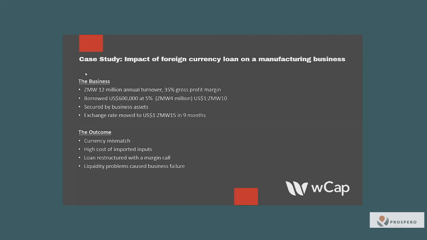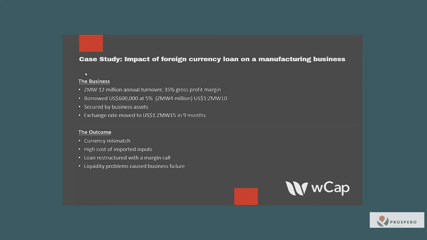And this led to very high operating expenses for the business. As I said before, the movement in the kwacha meant the repayment of the loan in dollar terms was extremely expensive. It put pressure on the business's budget, and it became very difficult to sustain. Because of the movement in the value of the loan, the financial institution was forced to reprice it, restructure it, and instigate a margin call.